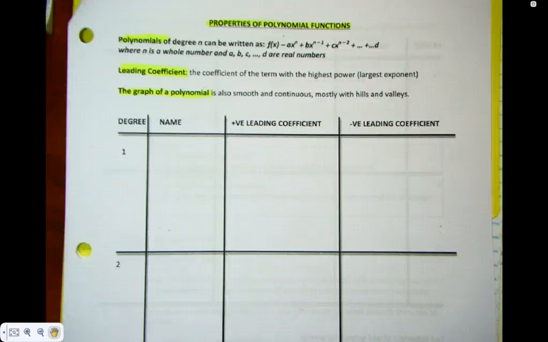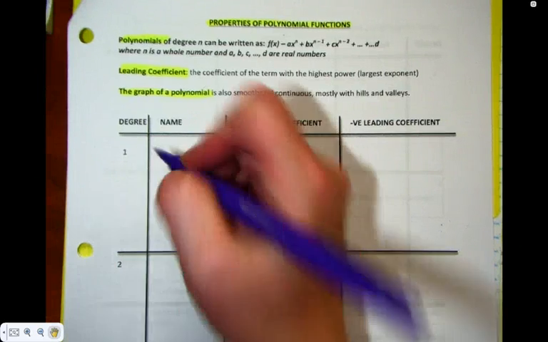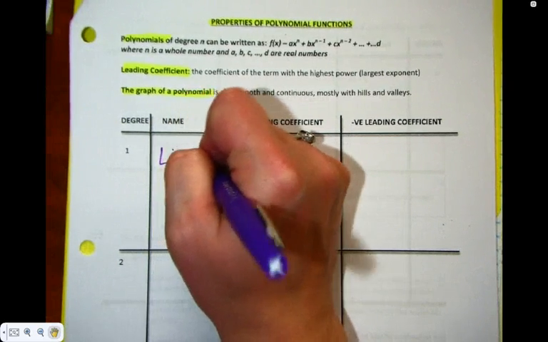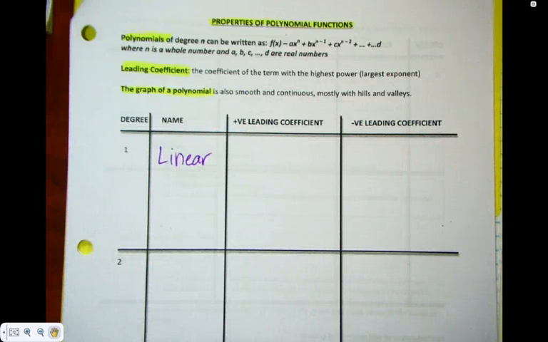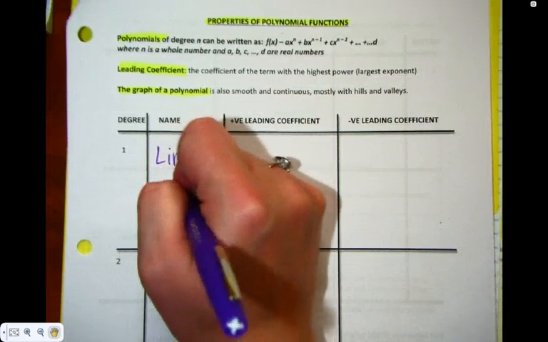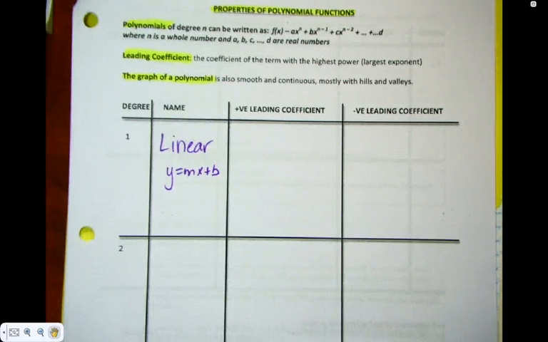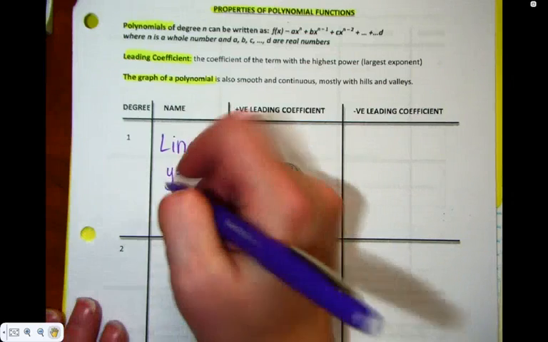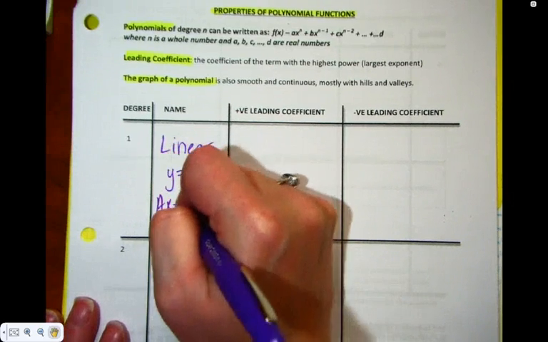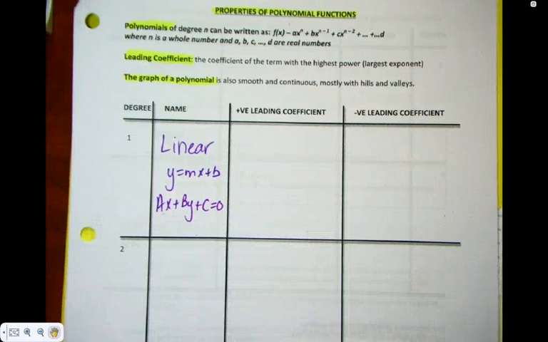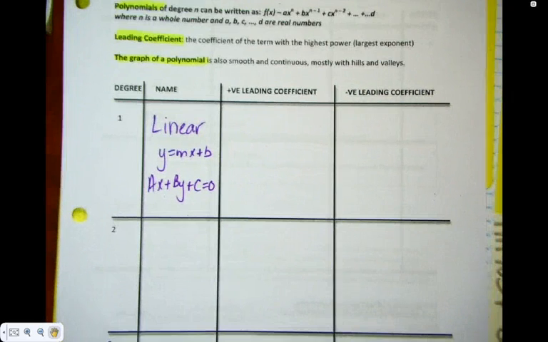So the very first polynomial you met had a degree of 1. We called it linear. Which, as you know, is y equals mx plus b. And it had that other form that we called standard form that went ax plus by plus c equals 0. Remember that? Yes and no, I heard at the same time. Kinda.